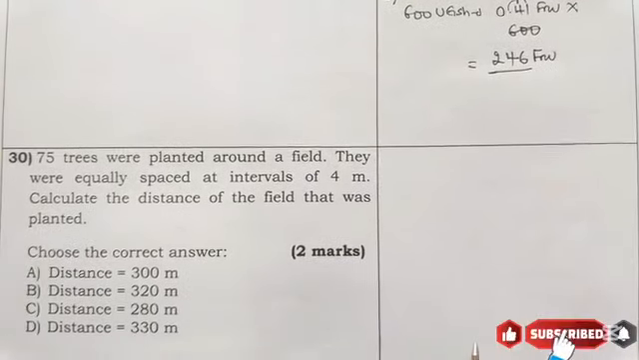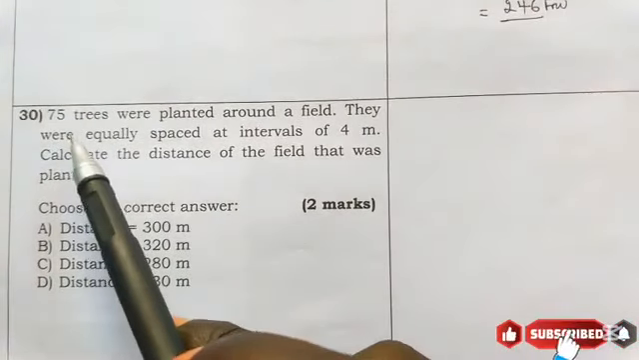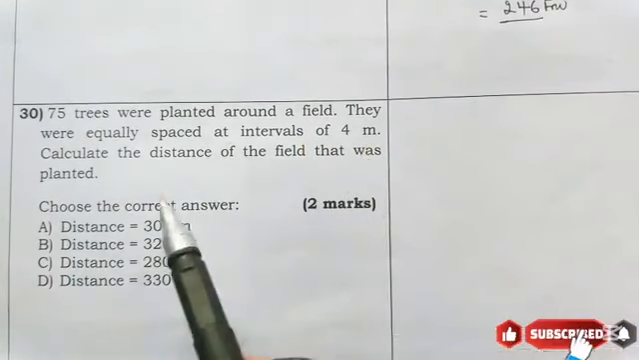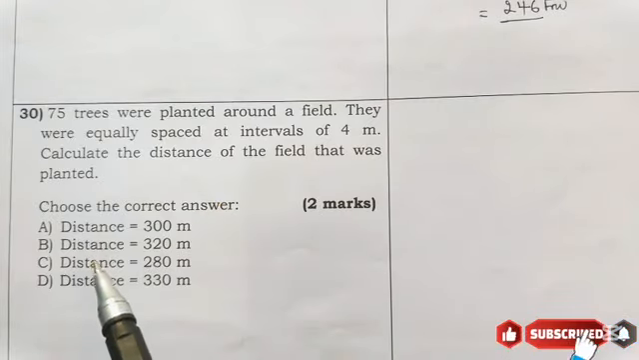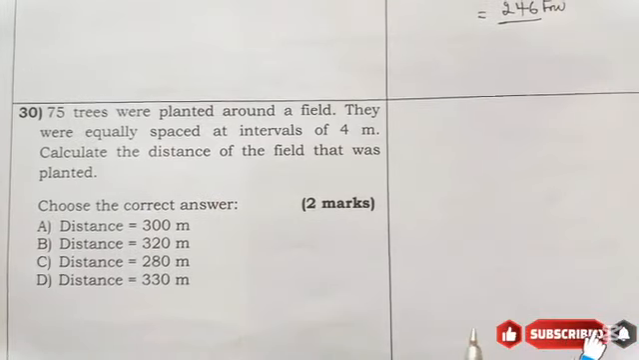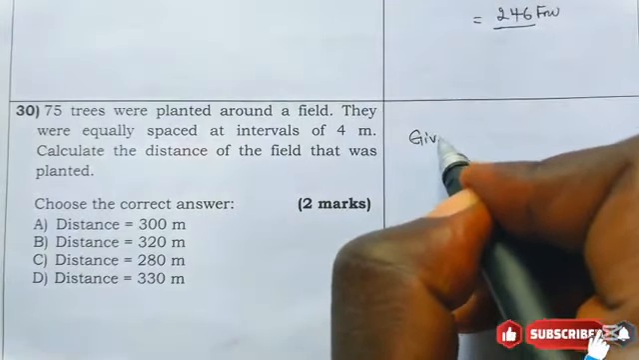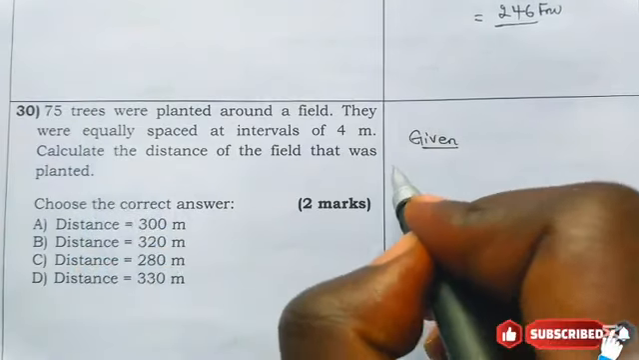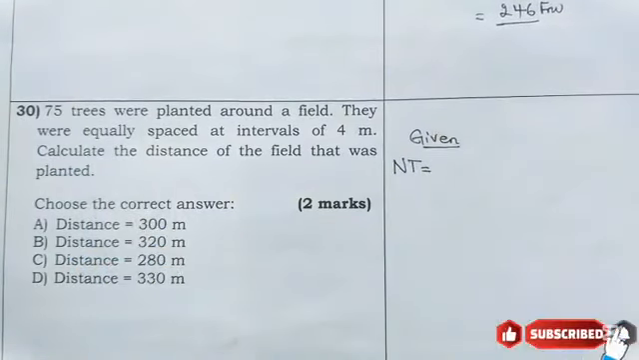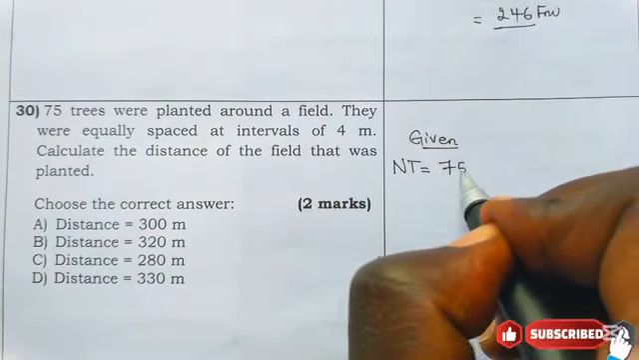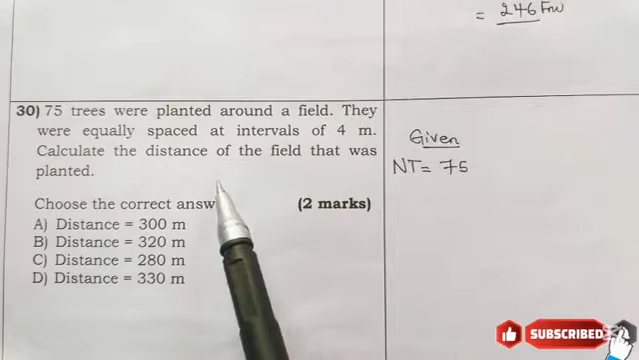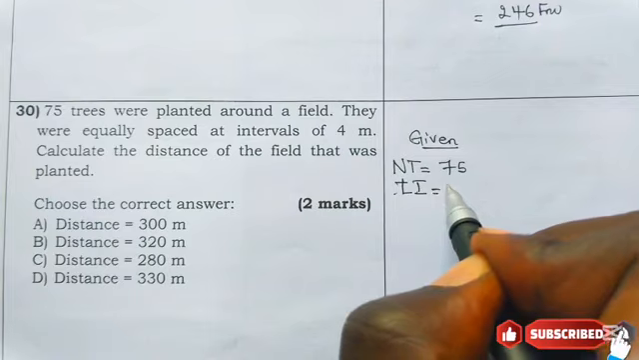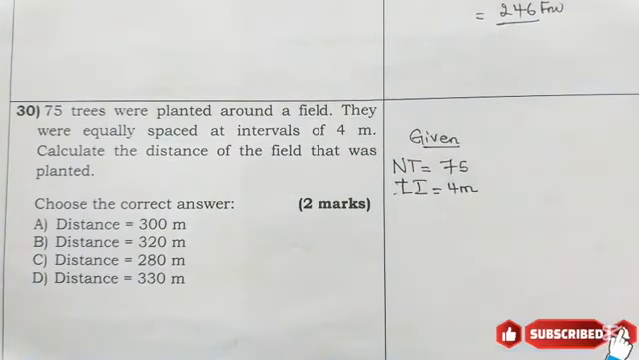Now, the question is this one. 75 trees were planted around the field. They were equally spaced at intervals of 4 meters. Calculate the distance of the field that was planted. Choose the correct answer from the options here. Given that, you have to know what we have here. 75 trees were planted. This is the number of trees, and this is equal to 75. Now they were equally spaced at intervals, and this is the length of the interval, which is equal to 4 meters, right?